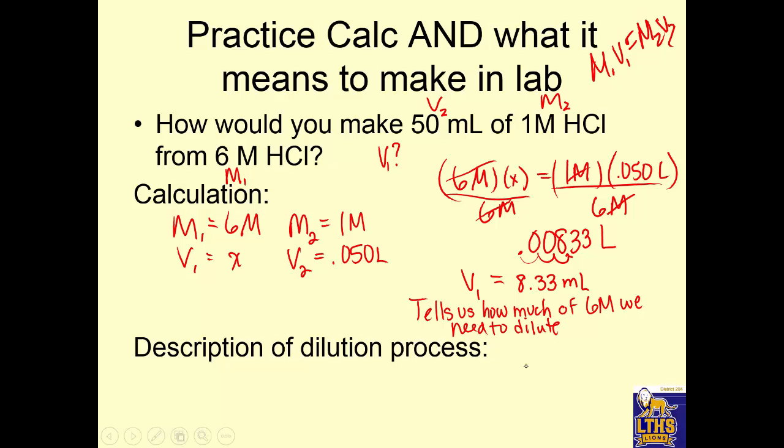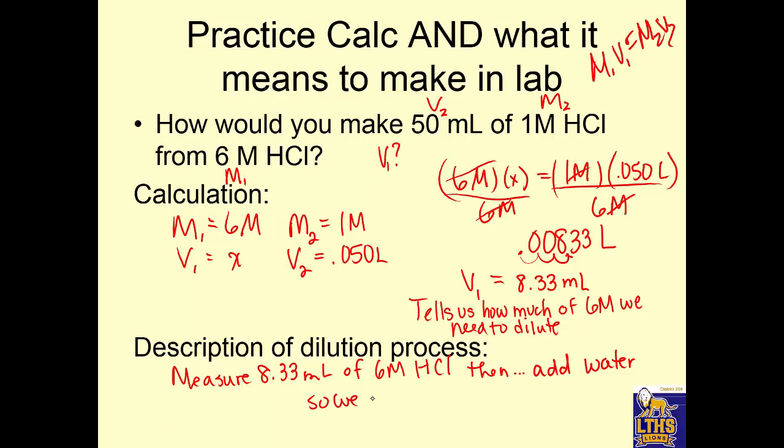So, description of the dilution process. Measure 8.33 milliliters of 6 molar HCl. Then add, what do we add to dilute? Water. So we get 50 milliliters total. If we take 8.33 milliliters of this and add water, it's going to dilute it, and we're going to get 50 milliliters of a 1 molar HCl solution. This is going to be less concentrated because we diluted it. Okay, that's molarity, concentration, and dilution.